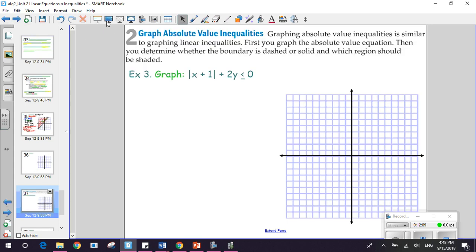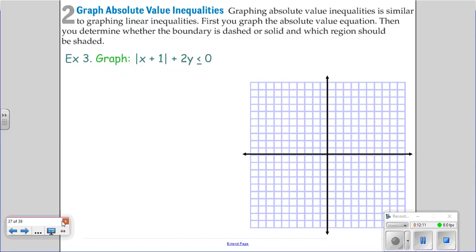So now let's talk about the absolute value inequality in two variables. When you're graphing the absolute value inequality in two variables, it's similar to graphing a linear inequality. First, you graph the absolute value equation. Then you determine whether the boundary is dashed or solid and which region should be shaded. Again, you're going to use a test point, and depending on if it's equal to or not, determines if it's a solid or dashed.